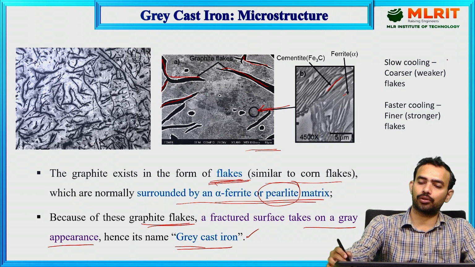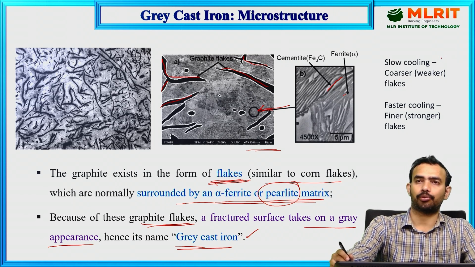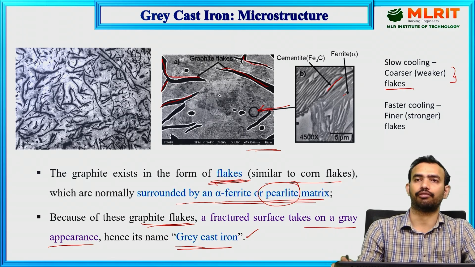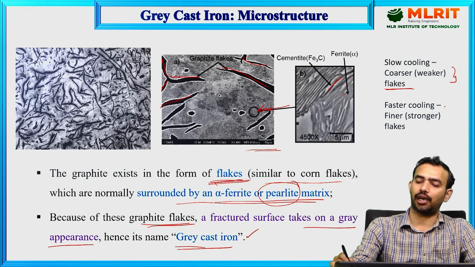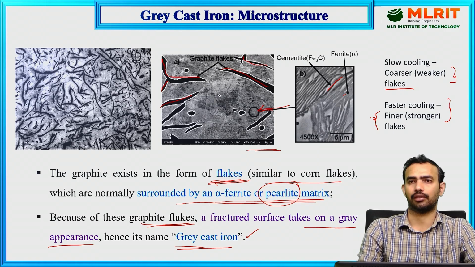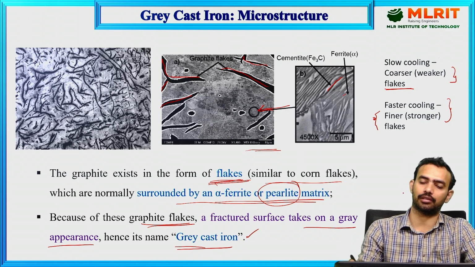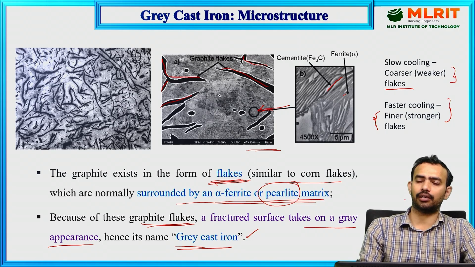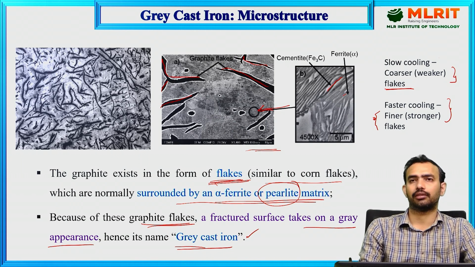So when slow cooling is done during the heat treatment process, it leads to the formation of coarser flakes, which are weaker in nature. And when you do fast cooling, it produces finer flakes, which are stronger in nature. So your heat treatment, the heating rate and the cooling rate, will decide the flakes and the strength of the overall material.